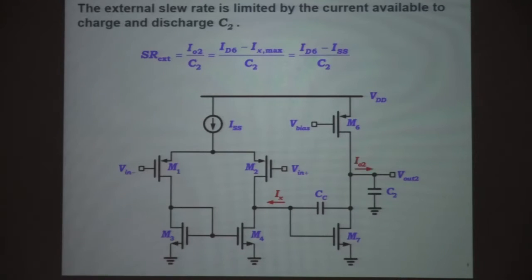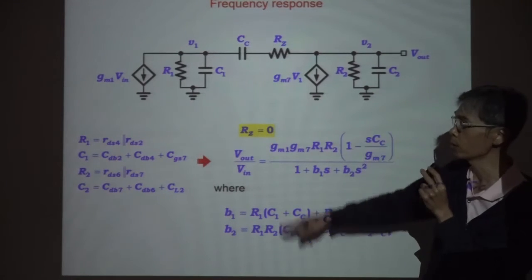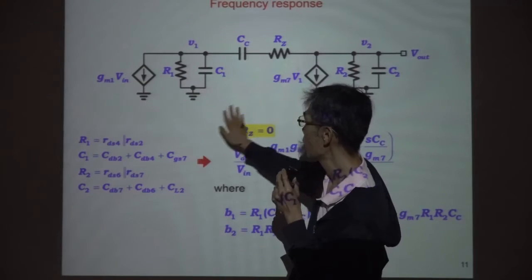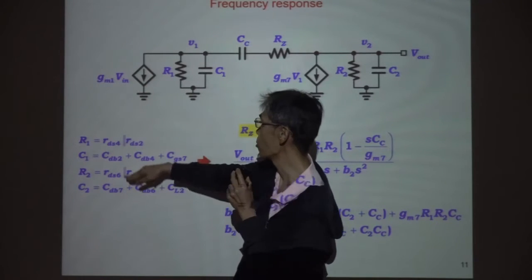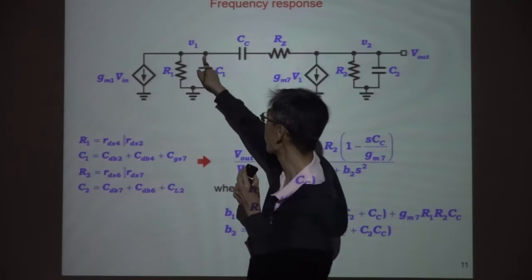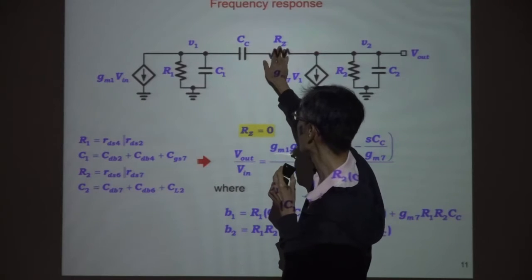Next page. Now, frequency response is important for circuit design. In order to derive the frequency response, we use this small signal equivalent. So this is A1. We have A2 here. For A1, see GM1 Vin. This is the voltage source. We have R1, C1 at node V1. This is node V1. And we have RZ and CC.